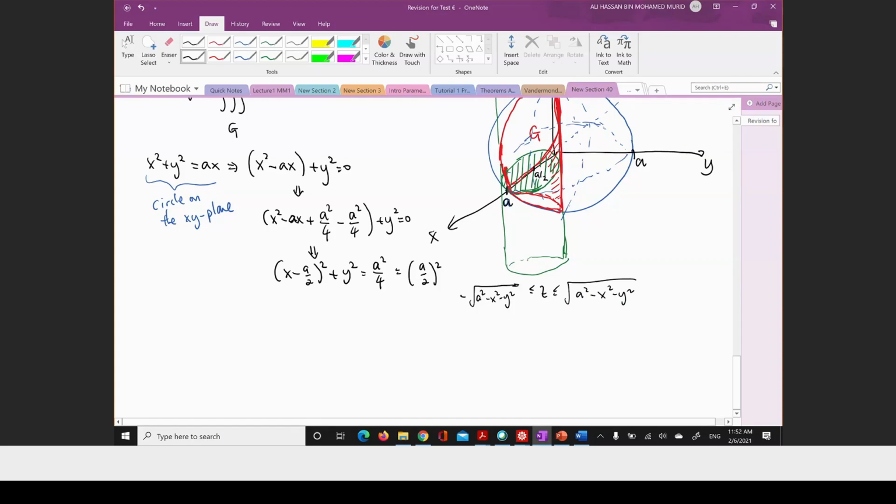Okay, what about x and y? This is a circular region here, right? The green shaded region is a circular region. If I were to sketch the circular region, it is over here. This is y. This is x, right? It is centered at a over 2. A over 2 here. This is the circular region.